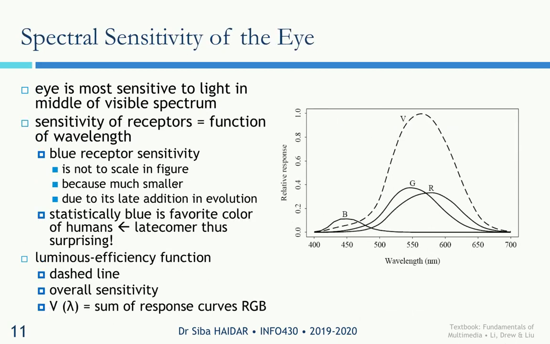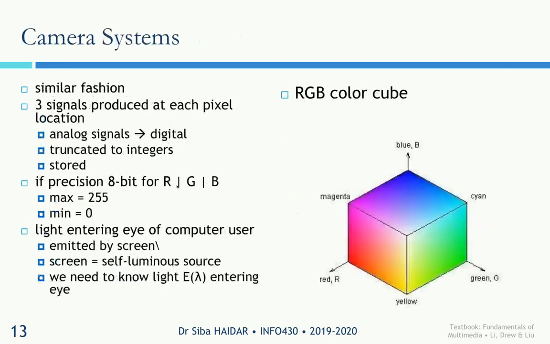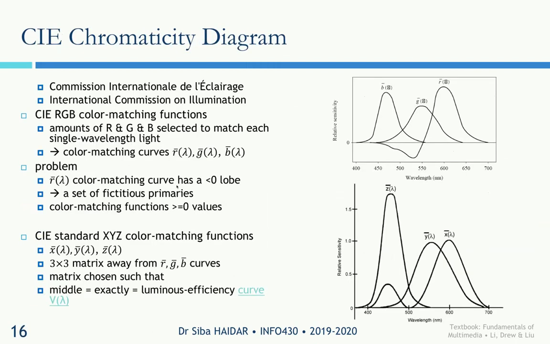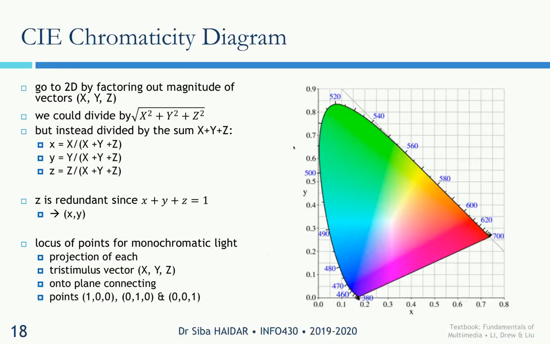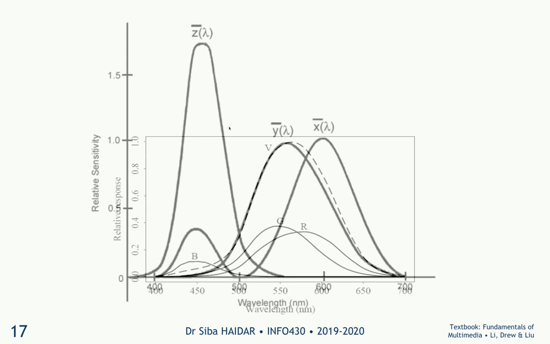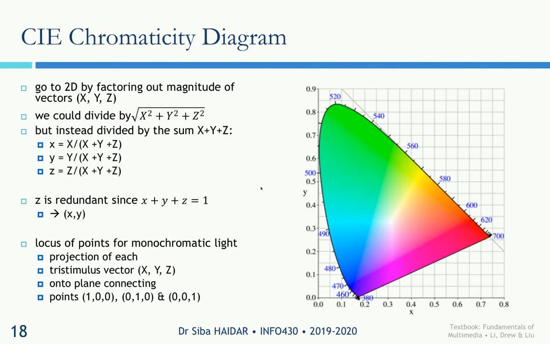So remember this V of lambda, which is the overall sensitivity of the eye. We have this color transformation to match it. And here in the schema, I superpose the two so that you can see that Y bar of lambda is exactly matching V of lambda. So this is the chromaticity diagram, and this is in 3D space because you have three curves, three values, three primaries to match each color in the visible wavelengths.